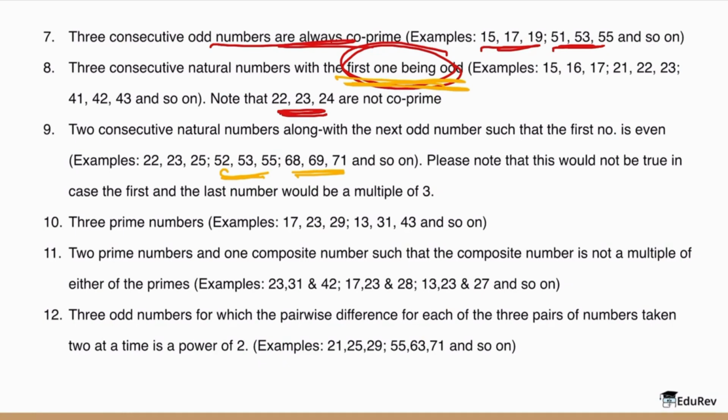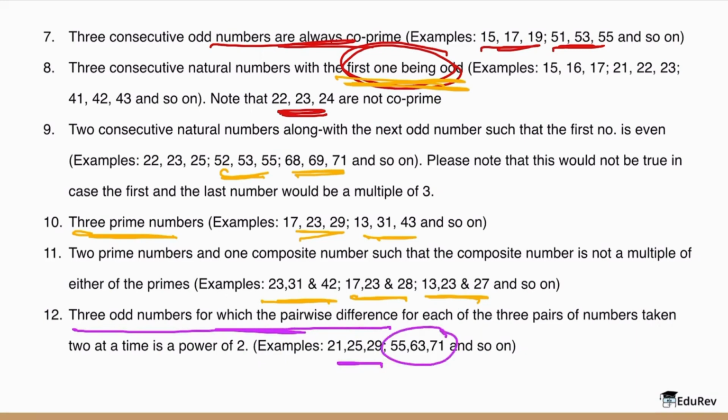Correct. Now if I talk about three prime numbers, they are co-prime numbers, because other than 1 there is nothing common between them. Then two prime numbers and one composite number, such that the composite number is not a multiple of either of the primes, like 23, 31 and 42; 17, 23 and 28; 13, 23 and 27, and so on. Next is three odd numbers for which the pairwise difference for each of the three pairs, taking two at a time, is a power of 2. The examples are 25, 29, 55, 63, 71 and so on. So this is done.